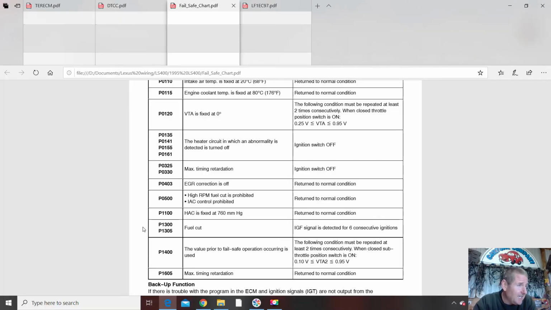But I've since used that information in collaboration with someone who's far smarter than me on electronics to come up with a solution. So the one of particular interest that I'm going to demonstrate today is P1300 or P1305. The condition will induce a fuel cut, and it says IGF signal is detected for 6 consecutive ignitions. It's probably not detected is what they're trying to say. There is a fault with IGF for 6 consecutive ignitions.